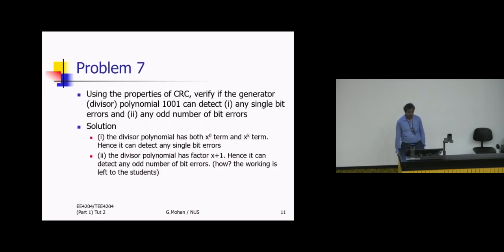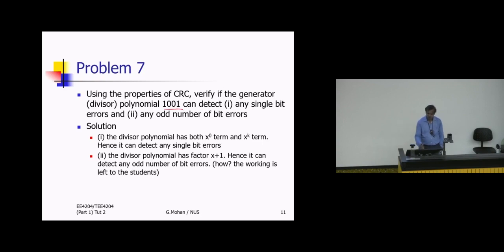The last problem: using the properties of CRC, verify the generator polynomial. Another terminology: the divisor polynomial is also called the generator polynomial. We call it the divisor because it's used to divide, and we call it the generator because it's used to generate the CRC. So you can look at it from a different perspective, okay? From that perspective, we call it the generator polynomial.